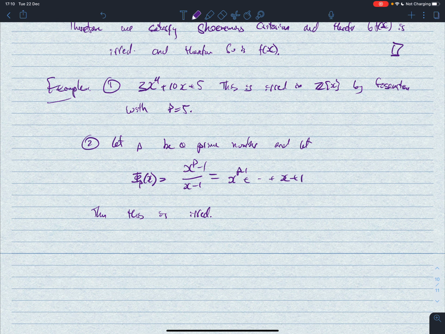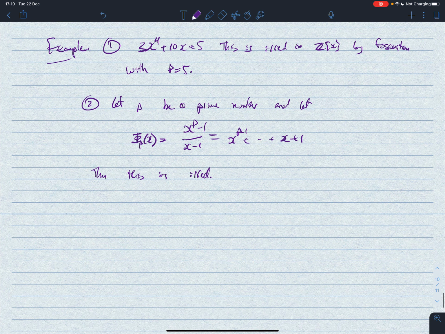You may have seen this proof if you've done some other courses, so let's write down the proof. We're going to do this by Eisenstein's criterion, but we can't apply it right away because these coefficients here are all 1s. But the thing is to note the following.